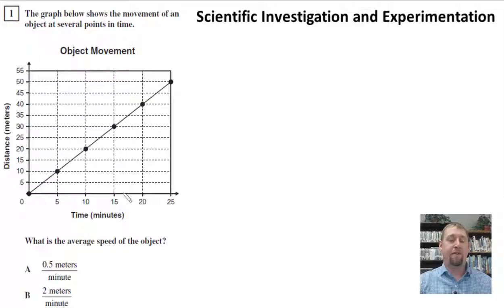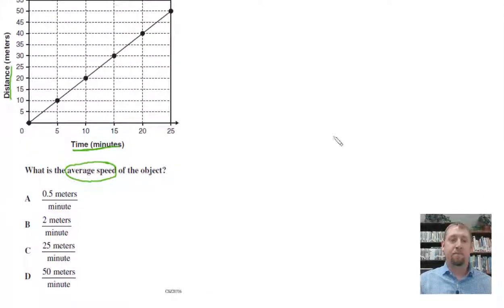So we have a graph and it's measuring, looks like, distance over here versus time, which if you didn't know, distance over time is what we refer to as speed. So we're going to try to figure out the speed of this object. Scrolling down, I've got a few different choices, but we're going to look at the graph and see what it can tell us.